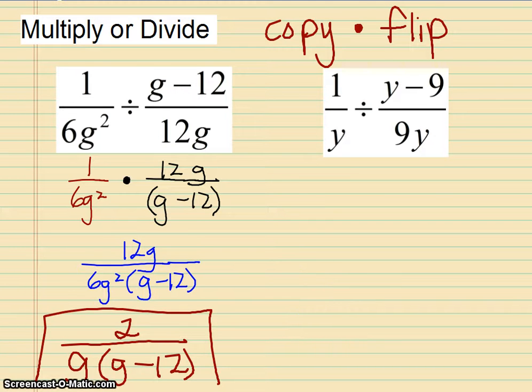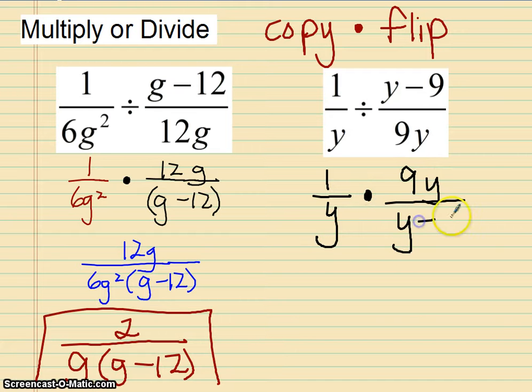So let's go ahead and look at our second problem. We're going to, again, stick with this copy dot flip model. So we're going to copy the first fraction, dot, and then flip our second fraction. And so now I have this. And again, to be on the safe side, I'm going to put some parentheses right there.